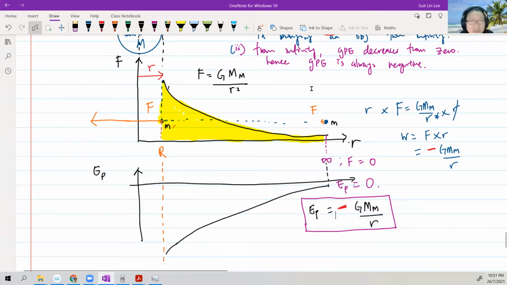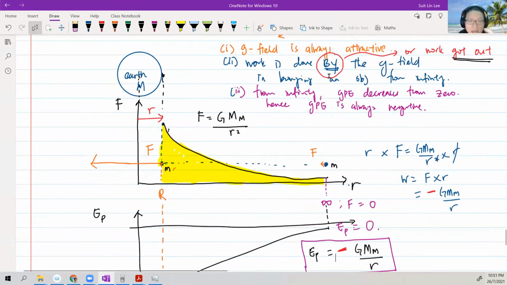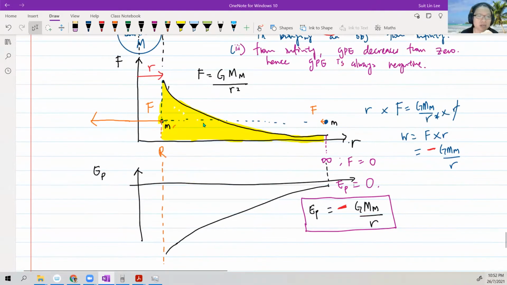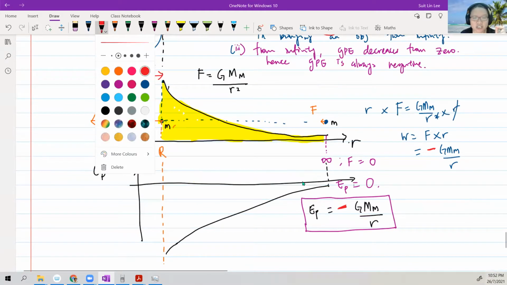But the negative sign is missing. So you need to remember there's a negative sign there to show what? Attractive force. The gravitational field helps you pull the object in. You don't have to do any work. The gravity will help you pull the object in. And because gravity helps you pull the object in, the energy actually decreases.